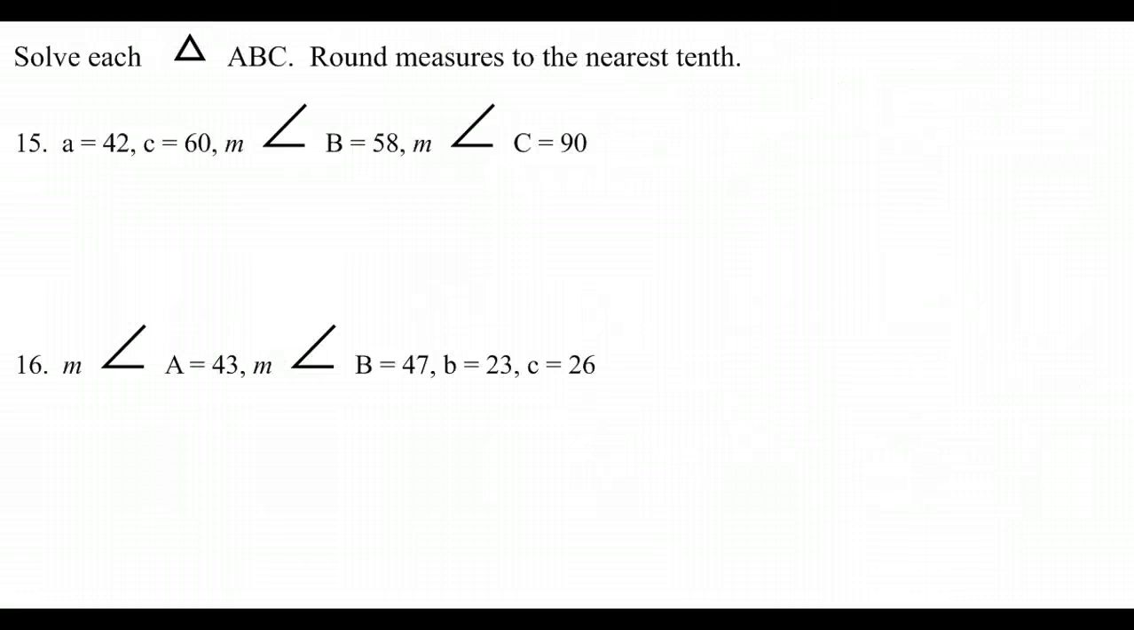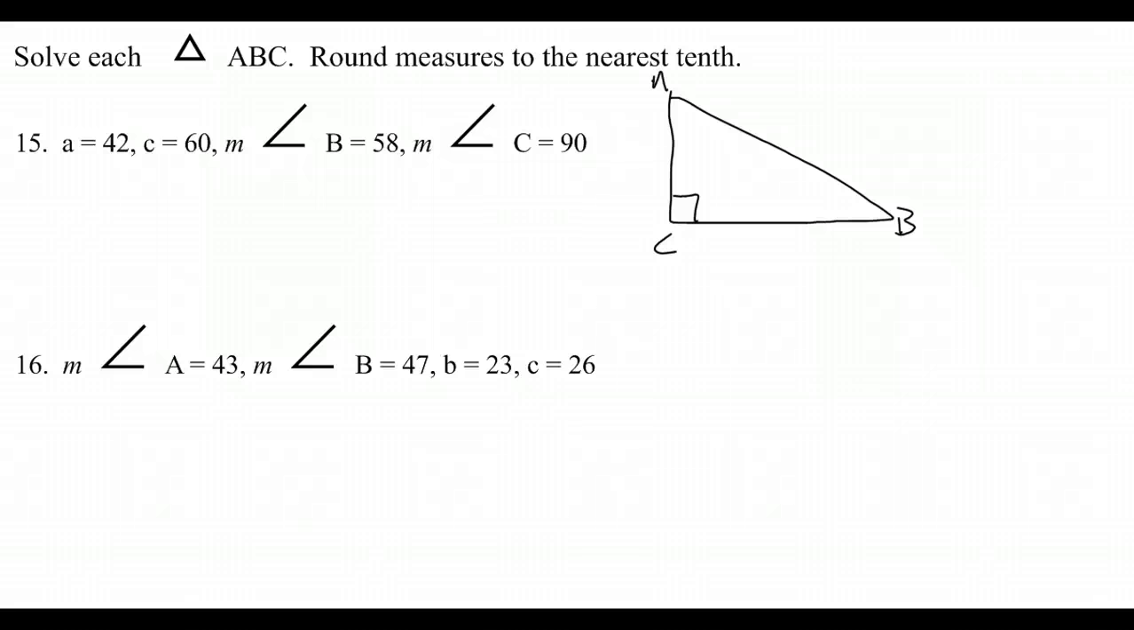I have two more here to go. It tells me angle C is 90 degrees. Angle B is 58 degrees, and therefore I can find angle A by measure of angle A is equal to 90 minus 58, which is 32 degrees.